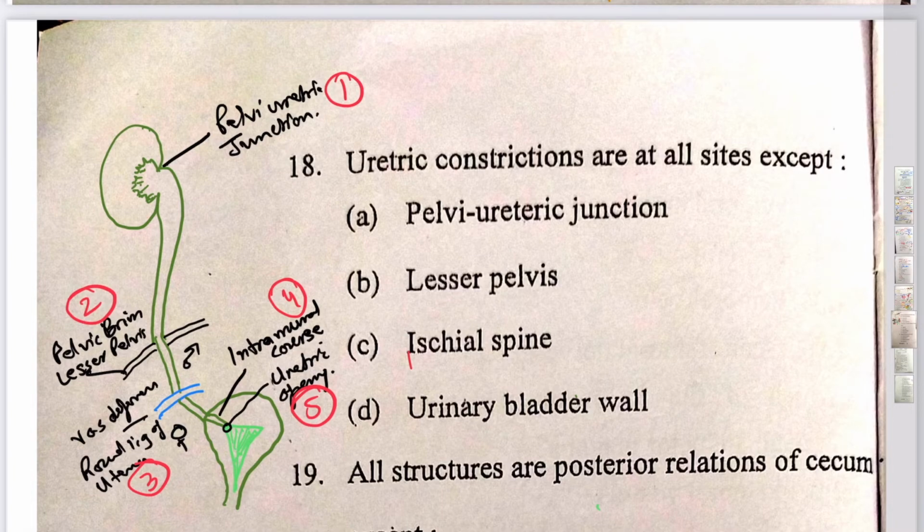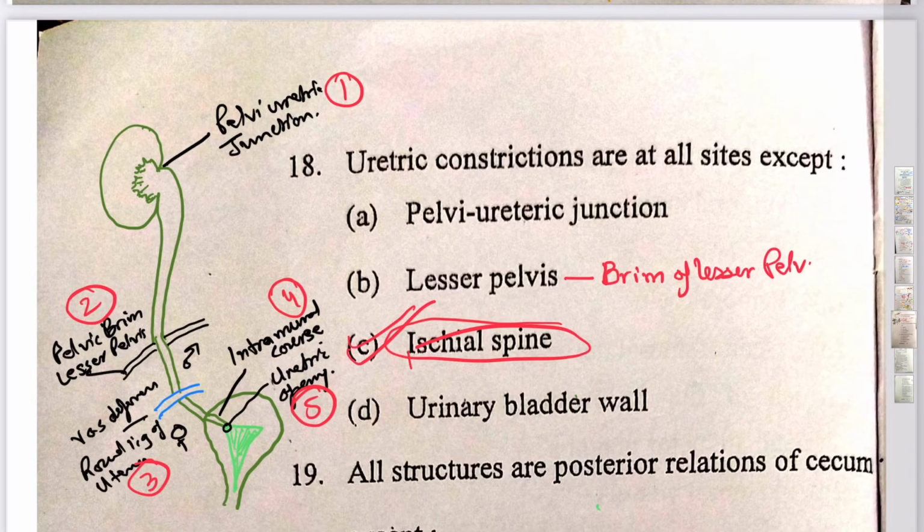Ureteric constrictions are at all sites except: pelvi-ureteric junction, lesser pelvis, ischial spine, urinary bladder wall. The answer you can mark here is ischial spine, although it is not a very good option to rule out, because the ischial spine is the same level where the vas deferens crosses the ureters. So the answer here you can mark is ischial spine. And lesser pelvis is a big option, so they have to be precise here, writing the brim of the lesser pelvis.